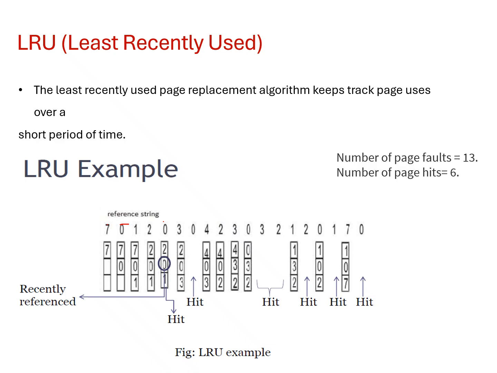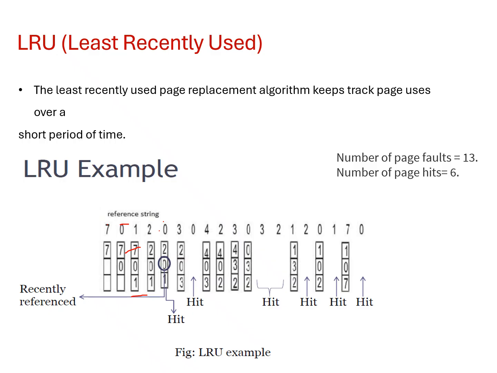First 7, you are going to search. It's not available, so place 7 here. Then 0 here, then 1. Now the cache is full. Now where will you place 2? Among 7, 0, 1, which is not used for the longest period? 7. So just replace this 7 and put 2. Then 0 is available, so a hit occurs.